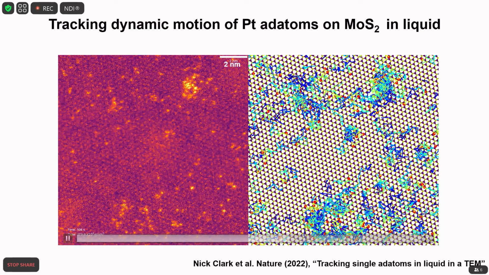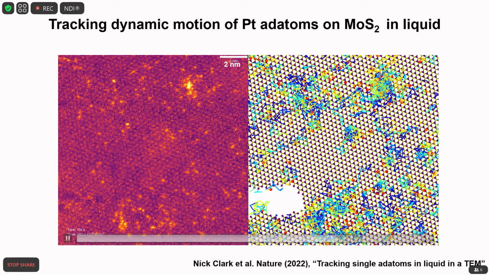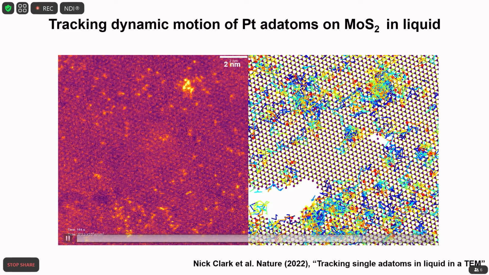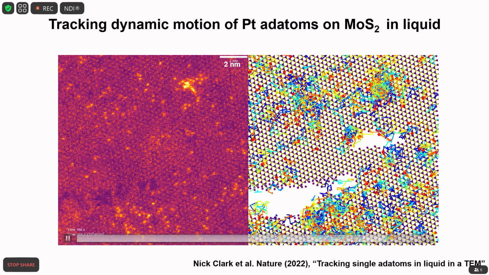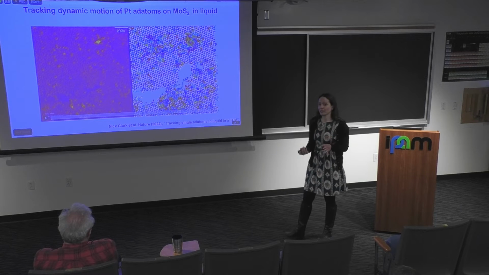For this analysis, we've neglected anything where the platinums start to interact with each other or where they start to get to the edge and there's some defective regions. We're really only looking at the behaviour of the platinum atoms on a pristine surface.